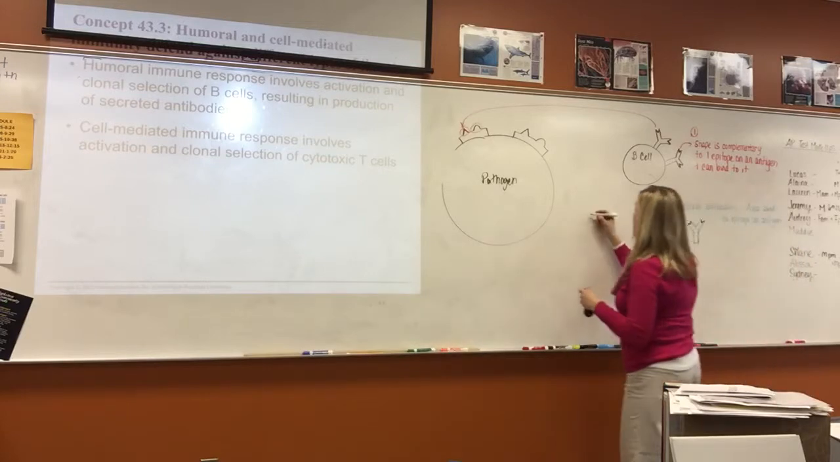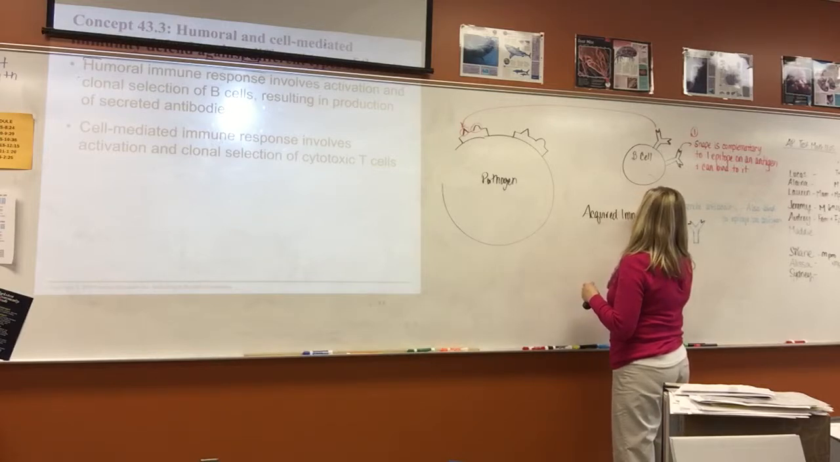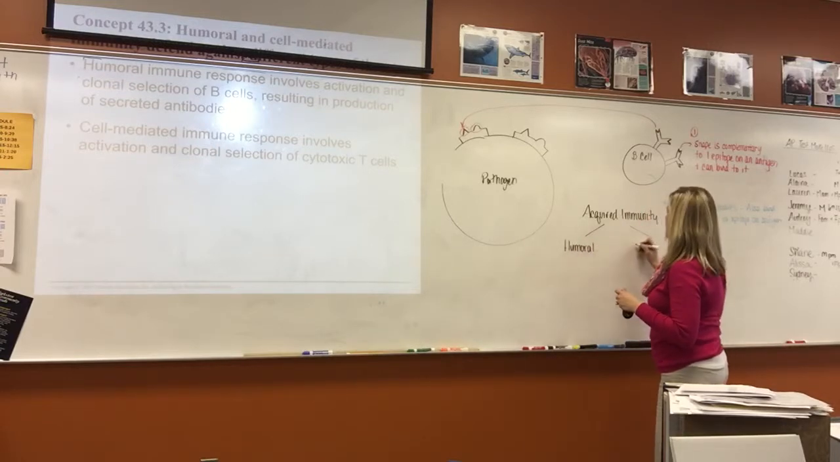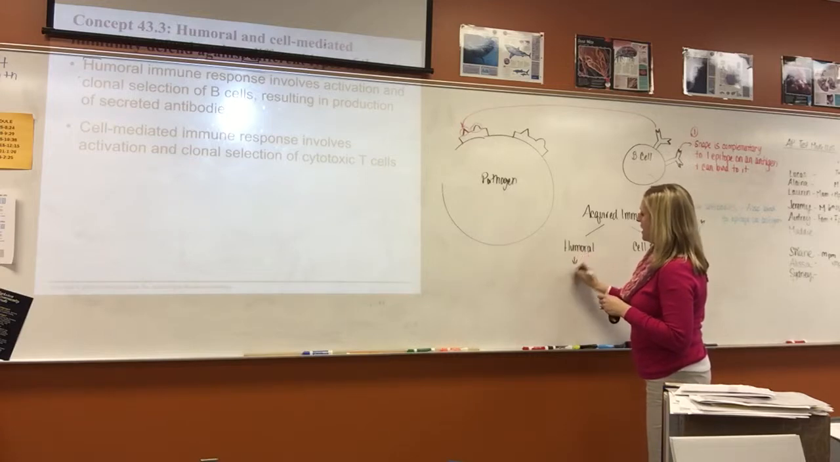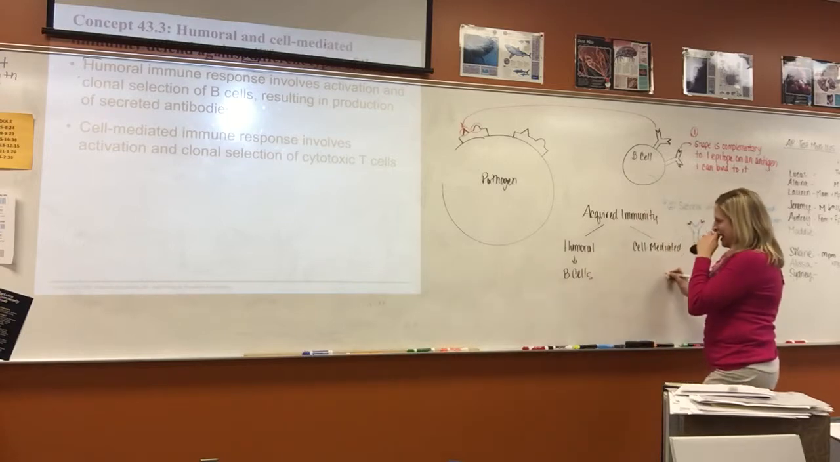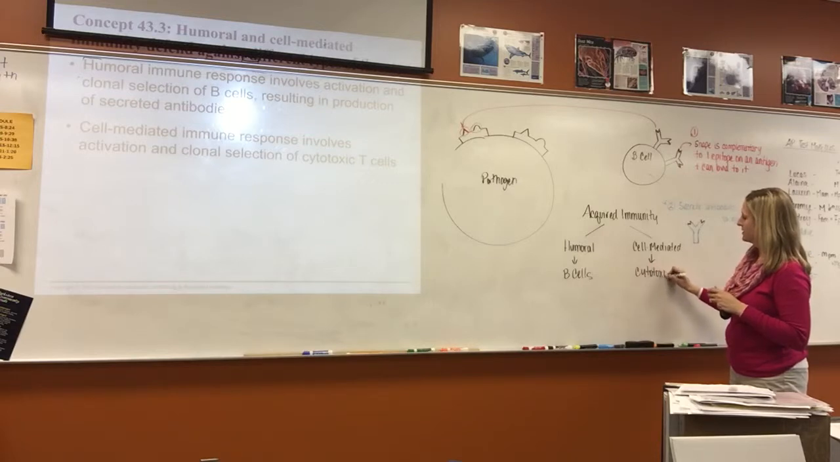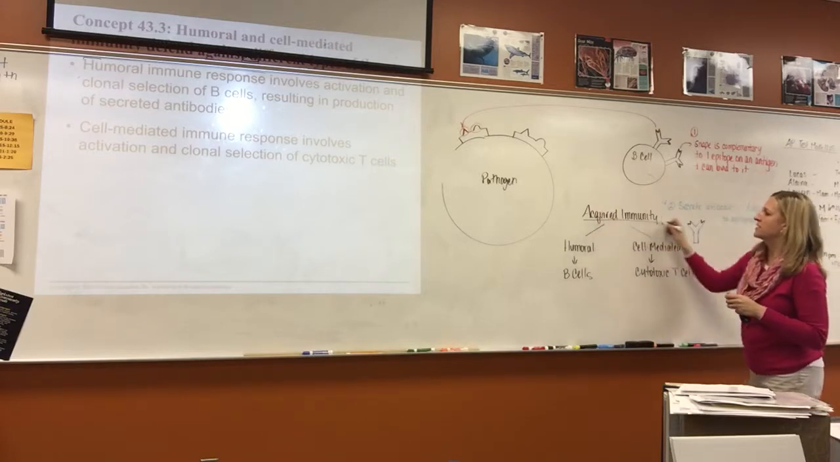So when we talk about acquired immunity, just to give you a big picture here, it's divided into the humoral immune response and the cell-mediated. And we've already talked about humoral. This activates B cells, and cell-mediated activates cytotoxic T cells. We have to talk about what these do. And they're both involved in this immunity.